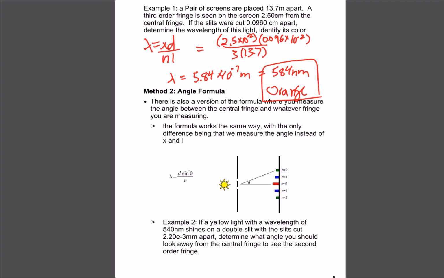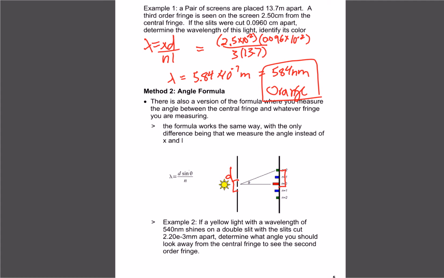So then it's better to have a different formula. If they give you a question, you don't have to figure out which one to use, you just go based on whatever the question is. If they give you a question where they give you the angle instead, we still have n. In this case, we'd have an n of 2, going from central to 2. Our d is still the distance between the diffraction grating, so that doesn't change. But now instead of using x and L as part of the triangle, we're just going to use the angle. So pretty simple to use this one as well. Just plug in the numbers.